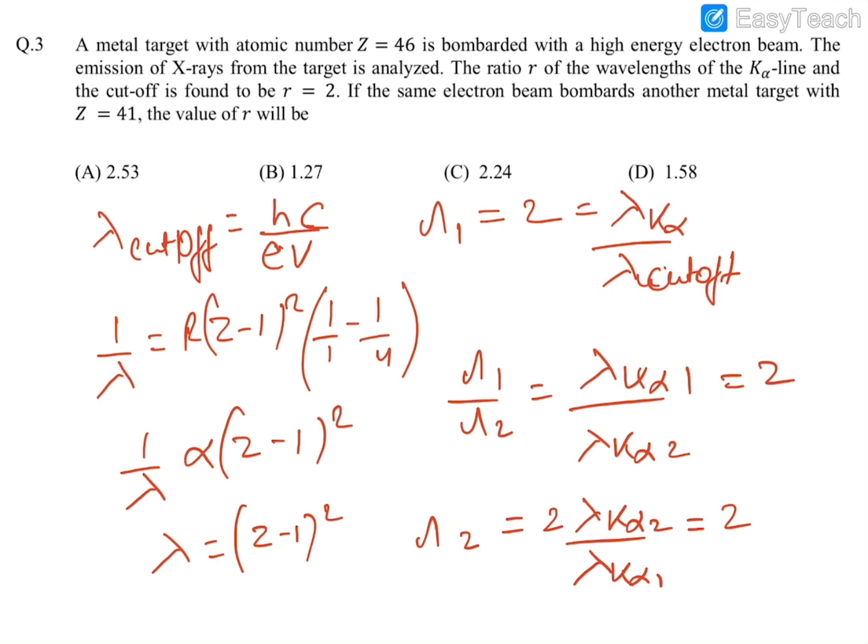Now lambda K alpha 2 will be proportional to 1 by (Z2 minus 1) square. Now Z2 will be equal to 41, and 41 minus 1 is 40, and Z1 is 46, so this is 45 square. So this will be approximately 2.53. Okay, now we move on to the next question.